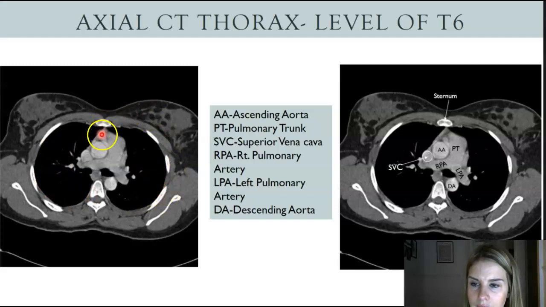We've also got the ascending aorta sitting here. We've got the superior vena cava just sitting to the right of that. And then we have the descending aorta sitting here, okay? Now it is the same vessel, don't get confused and think we have two vessels that are called aorta.